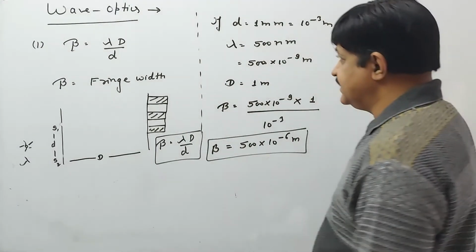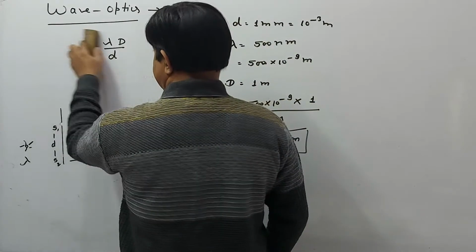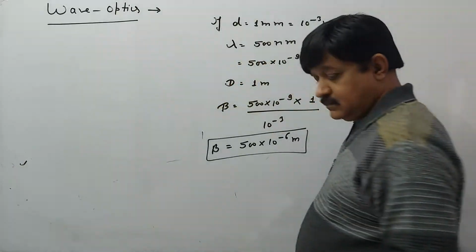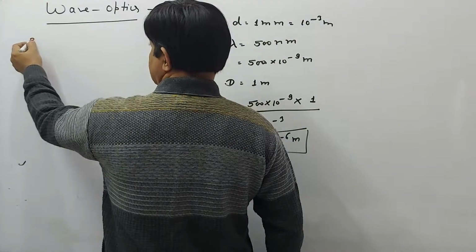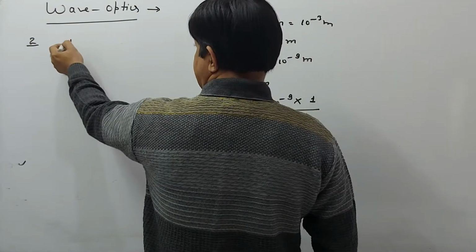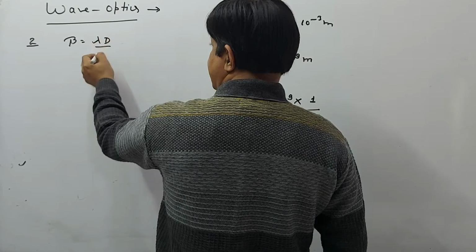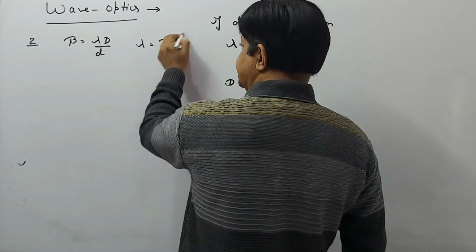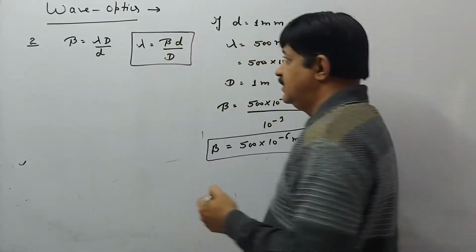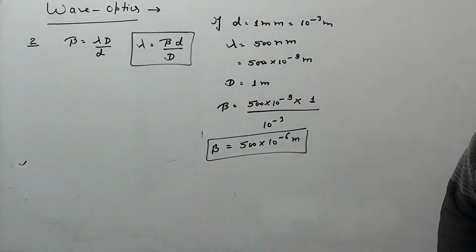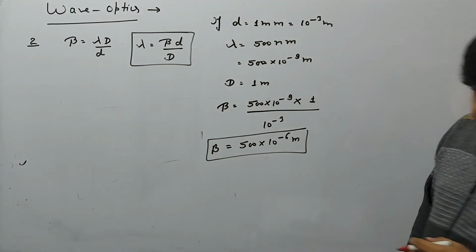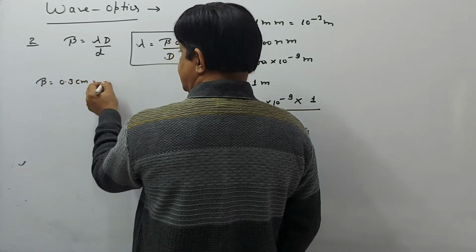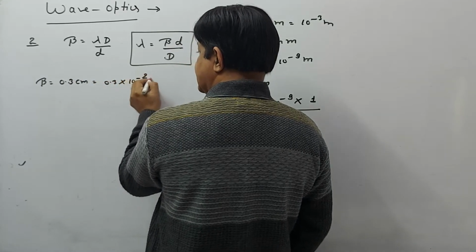This question can also be asked in this manner. From beta equals to lambda D by d, we can also find lambda equals to beta d upon D. If we will be given fringe width of 0.3 centimeter, it means 0.3 into 10 raised to power minus 2 meters.